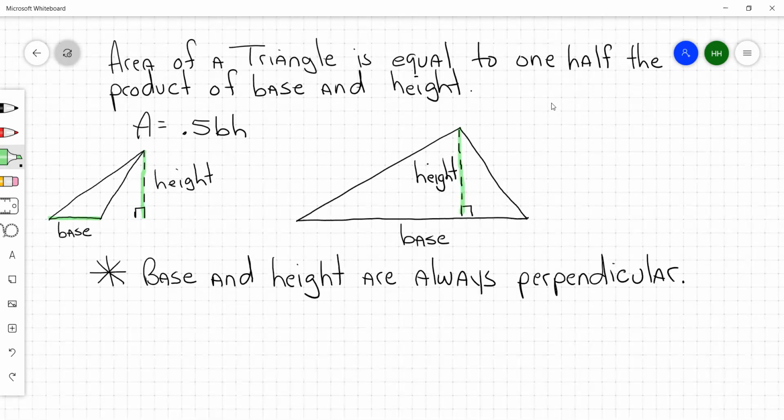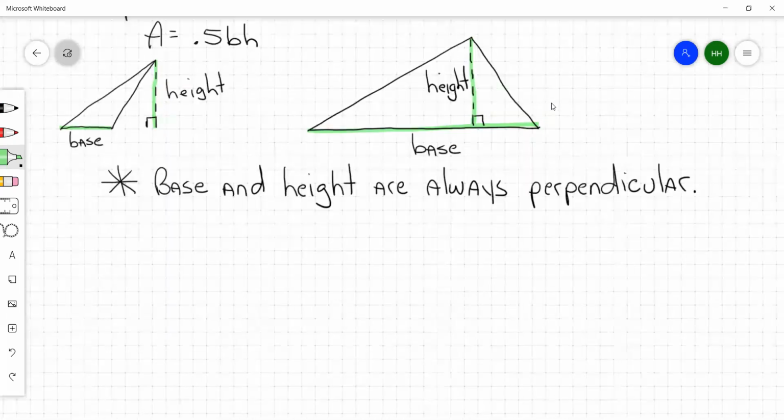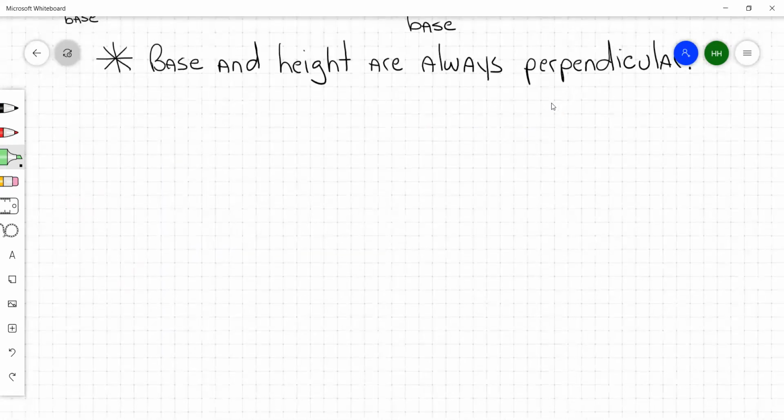Perpendicular to the base. All right, so we've done a couple of area of triangles this year, haven't we? So let's do this. Let's do an example first of the area, and then we're going to do an example of a problem where you need to find the height. So let's take a look at this triangle right here.